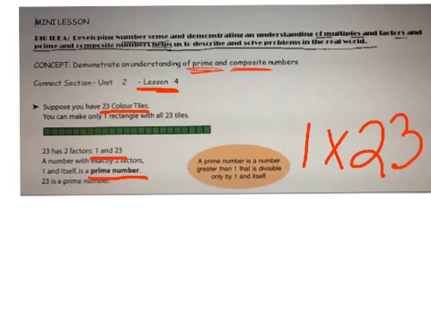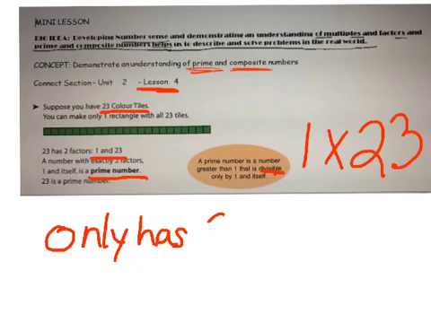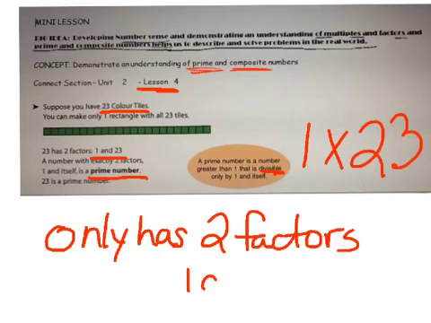A prime number is a number that is greater than 1, that is only divisible by 1 and itself, or only has 2 factors, 1 and itself. You are familiar with prime numbers from our calendar math already.